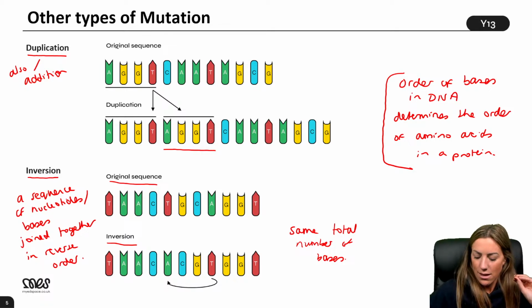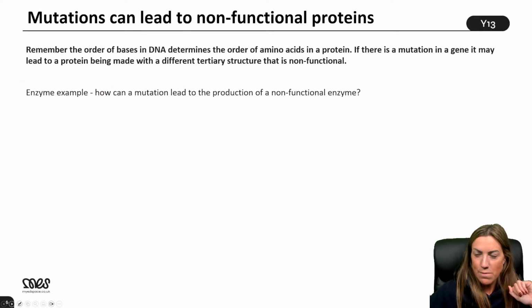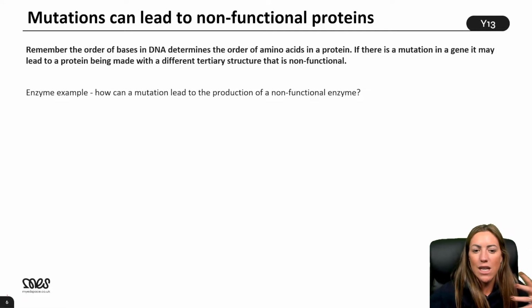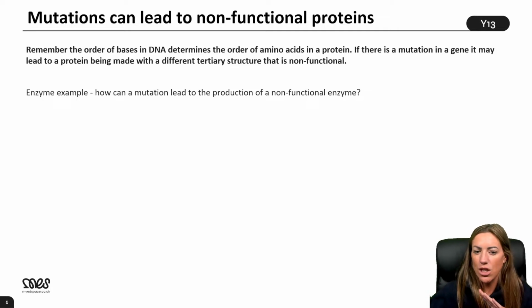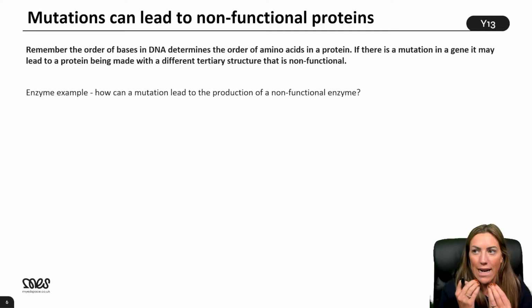Right, shall we do a little bit more writing then, guys? This is a year 12 question. Well, if you're AQA, I'd say this was a year 12 question, but I know with OCR, you tend to wait till year 13 to do mutations, so you might struggle a little bit more with this. But remembering the order of bases in DNA determines the order of amino acids in a protein. We need to remember that.